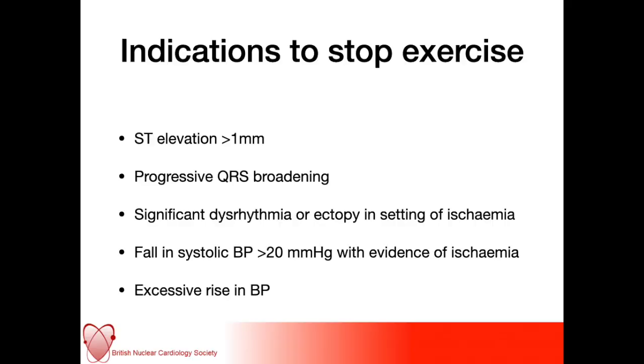The patient would perform the modified Bruce protocol, and if there's ST elevation, progressive QRS broadening, or dysrhythmia, then you would stop the exercise test. Similarly, a fall in systolic blood pressure of 20 millimetres of mercury, or an excessive rise in that blood pressure, stop the exercise test. However, many patients can't exercise.